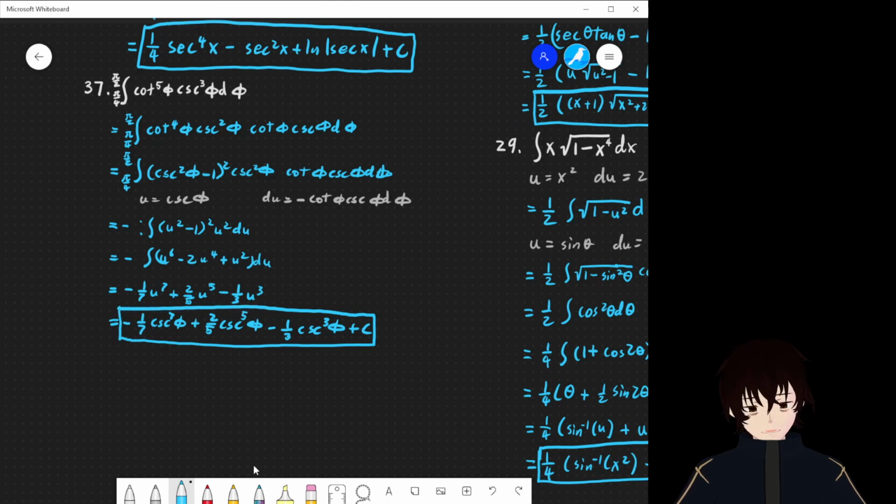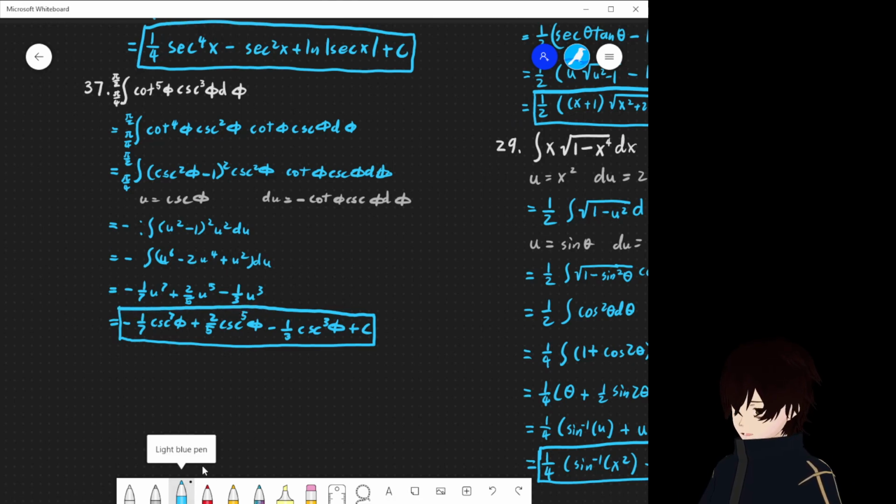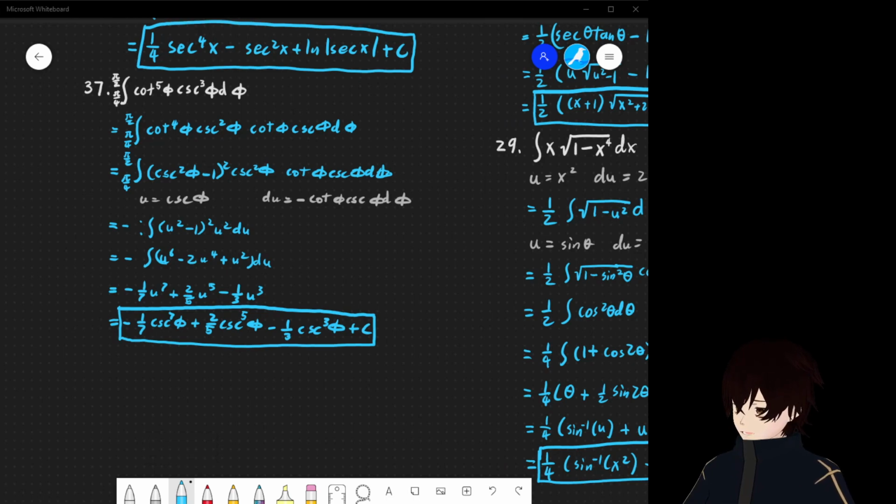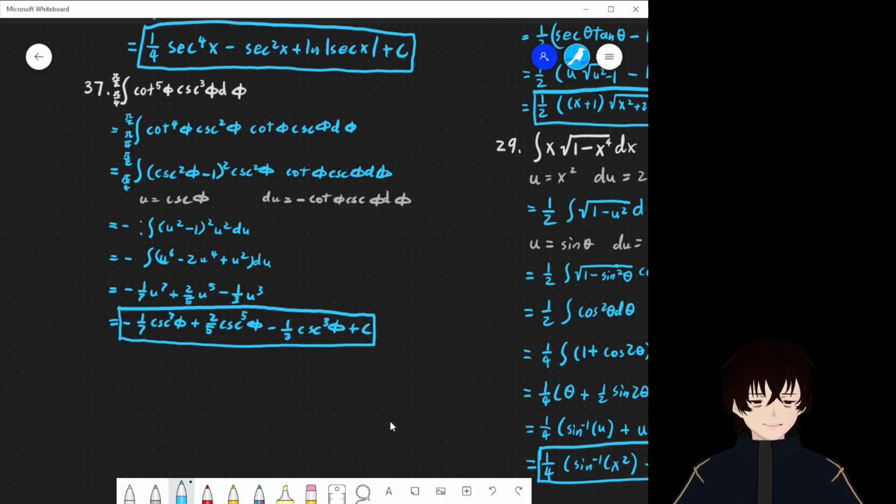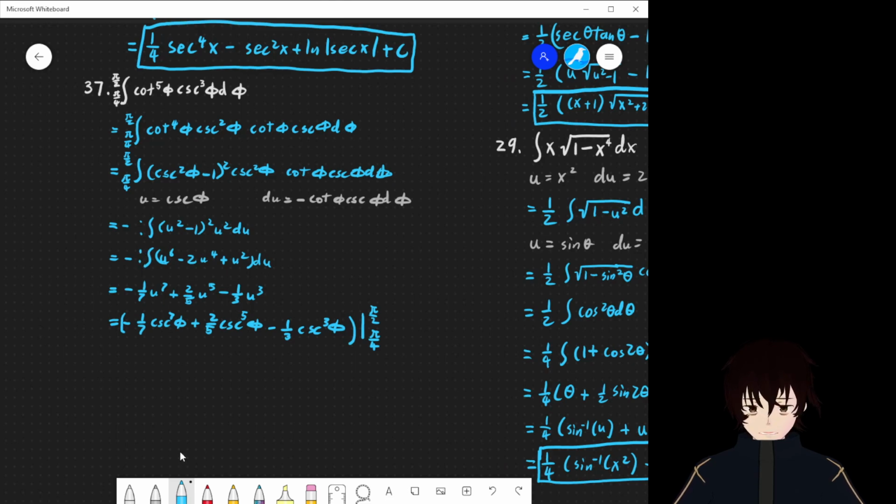And yay! That is number 37. Let's check our work really quick. 37. Wait. I just forgot something really important. I can't believe I just forgot that. This would ruin my grade on the exam, because this is a definite integral. I completely forgot about that part for some reason.